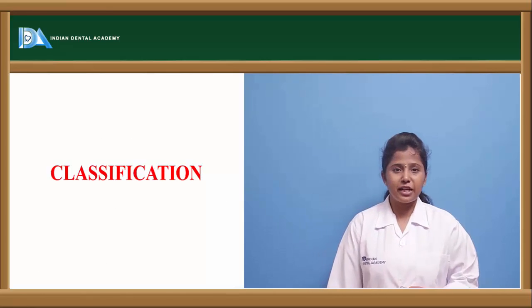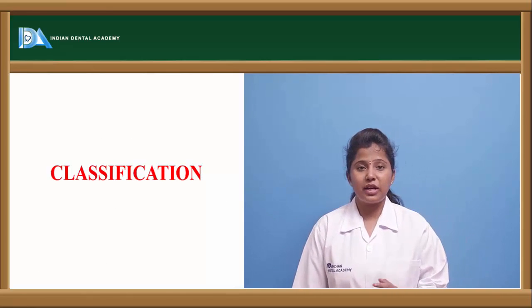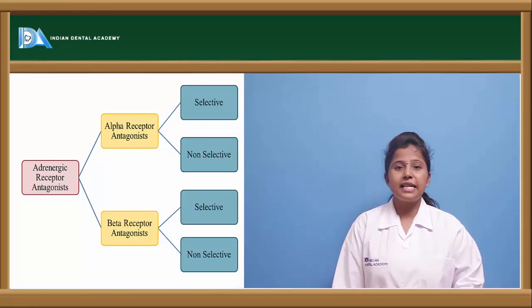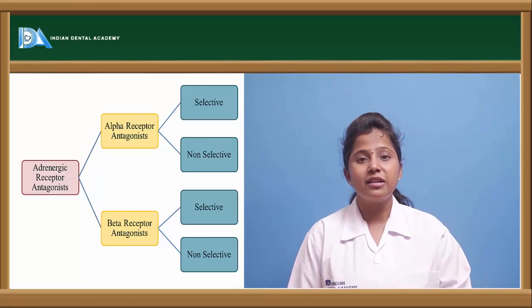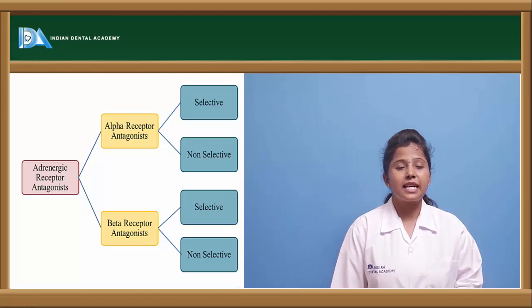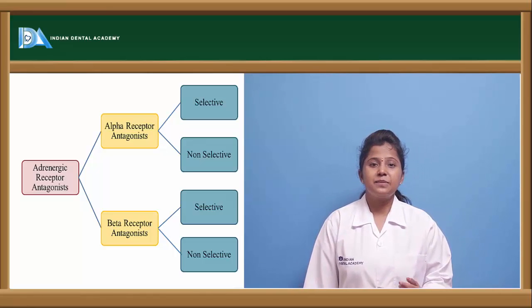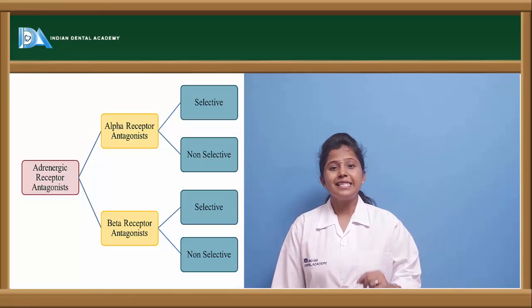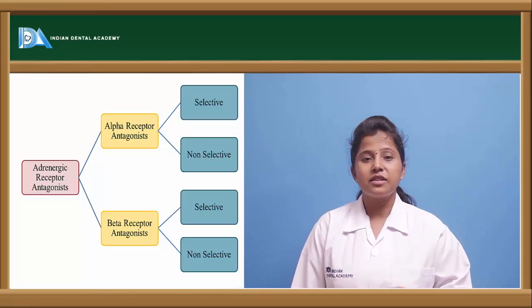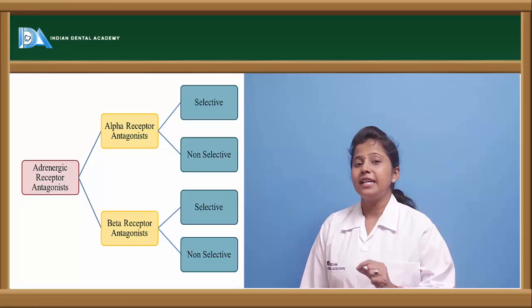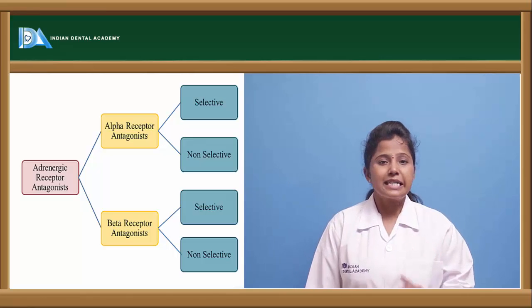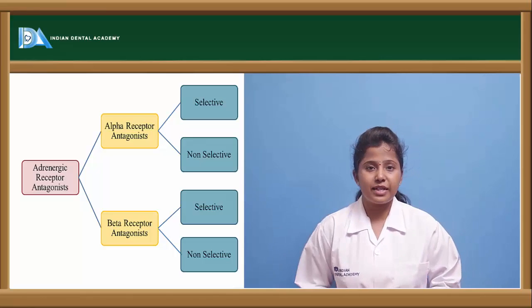Let us see the classification of these drugs, how these sympatholytics are classified. Basically, sympatholytics or adrenergic receptor antagonists are classified into two types. One is alpha receptor antagonist and the other is beta receptor antagonist. These alpha and beta receptor antagonists are further classified into a non-selective group as well as a selective group. What are these non-selective and selective?